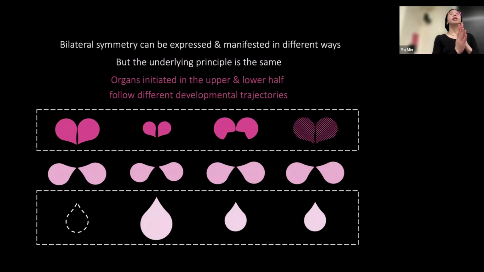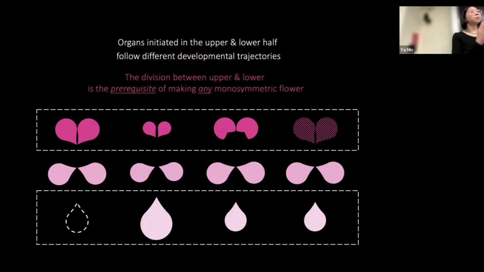In other words, regardless of how different these developmental programs are, regardless of at which developmental time point those differences were elaborated, or regardless of how the flower looked in the end, this division between the upper and the lower is a prerequisite of making any monosymmetric flower, every monosymmetric flower.